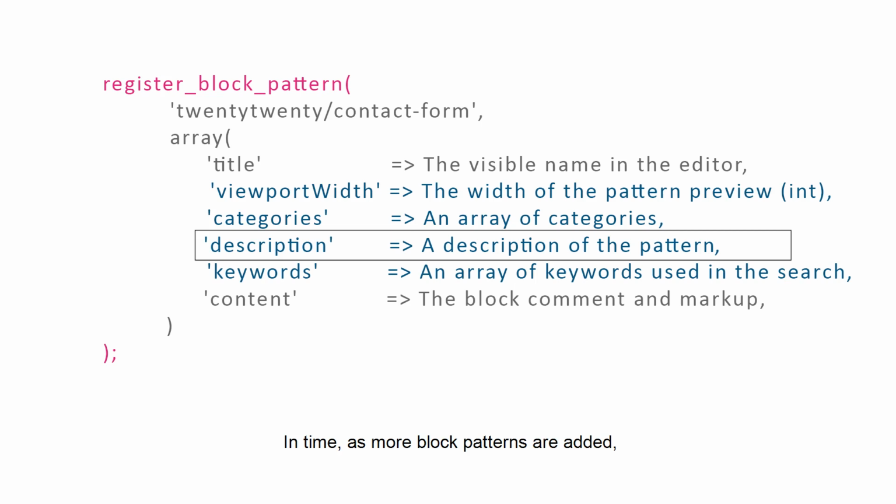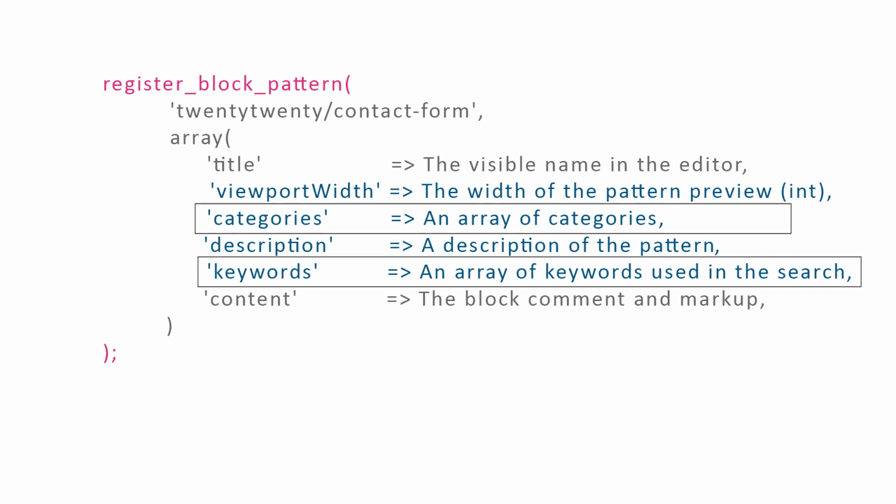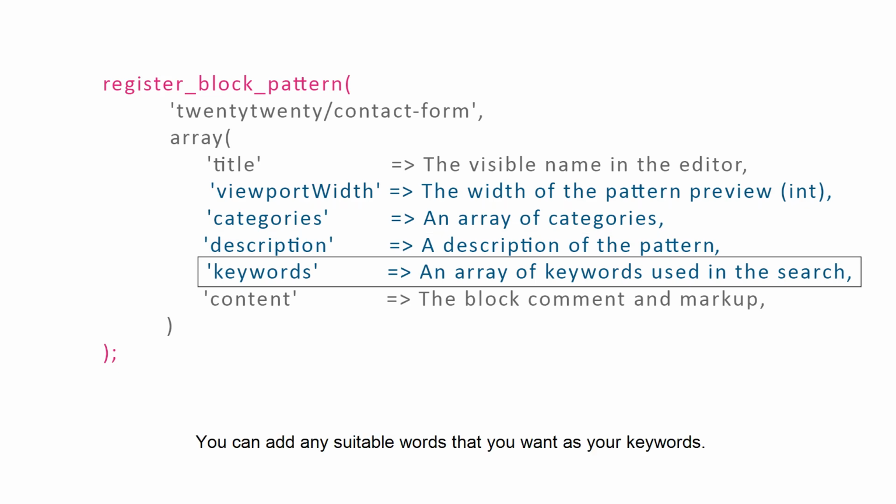In time, as more block patterns are added, it might be difficult to differentiate between block patterns that have very similar titles. The final 2 properties help users find your block pattern inside the editor: keywords and categories. The values for both these properties need to be formatted as an array. You can add any suitable words that you want as your keywords. Remember to wrap the word inside a translation function.